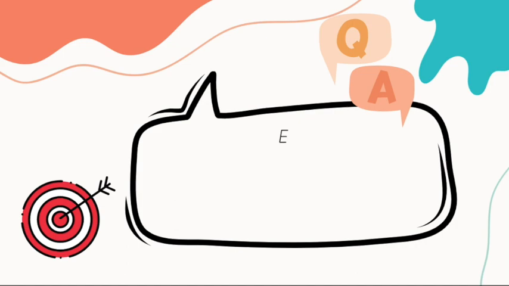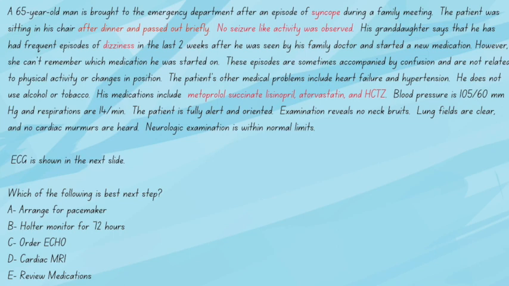Alrighty, so let's go back to the question and analyze the question a bit. We have a 65-year-old patient who was brought to the emergency department after an episode of syncope during a family meeting. So the question is telling you this is a syncope, it's not a seizure. The patient was sitting in his chair after dinner and passed out briefly. When I have a patient who's presenting with syncope at rest, it's usually an arrhythmia. When I have a patient who's presenting with syncope at exertion, it's usually aortic stenosis. No seizure-like activity was observed.